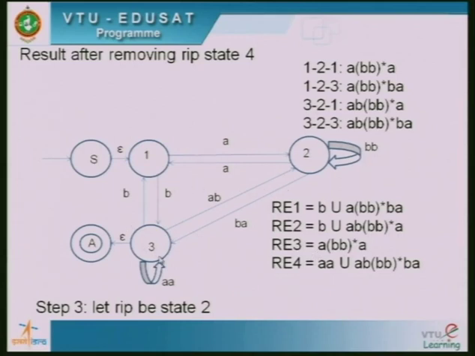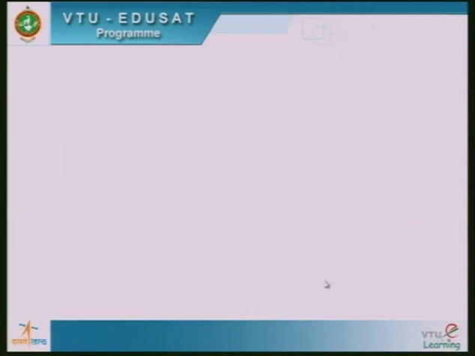But on state 3 we already have a self loop AA. So we will write the regular expression RE4, which becomes AA union AB, BB star, then coming back with BA. So these are the regular expressions RE1, RE2, RE3 and RE4. We will be taking them out. Next, let us remove state 2 and then write it.